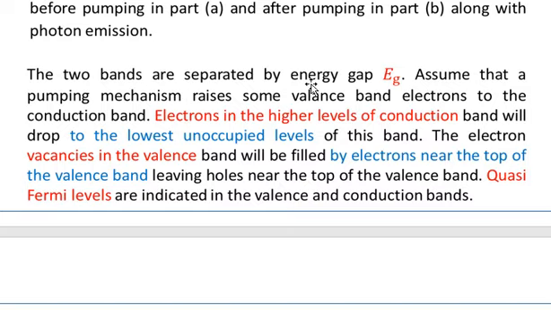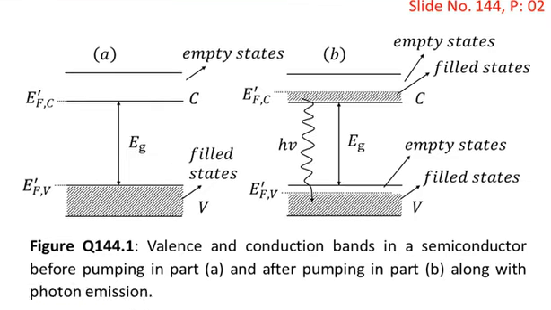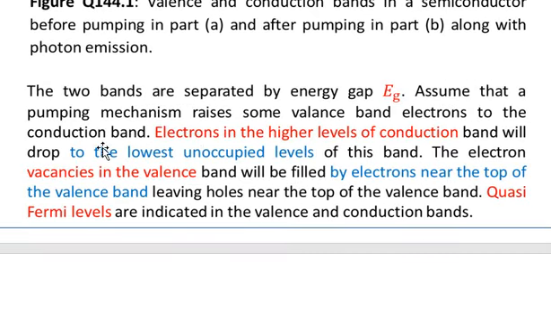The two bands are separated by energy gap Eg. So you see that I have shown the energy gap over here. This is Eg, which is the band gap energy between the two bands, from the top of the valence band to the bottom of the conduction band. Assume that a pumping mechanism raises some valence band electrons to the conduction band. So here you see that we are going to raise some valence band electrons to the conduction band through the pumping mechanism.